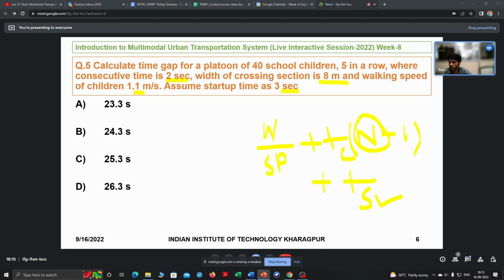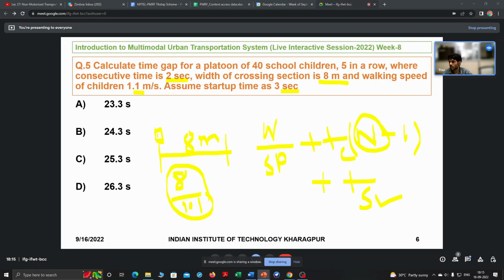So now it is called the time gap, right? You are saying 24.3, I have no idea, but let me first give you a brief on how this formula came. Suppose this is the width of the road, 8 meter here. A pedestrian has to cross from here, right? So one pedestrian, how much time will it take to cross? 8 by velocity. Velocity is, suppose, 1.1 meter per second. So this is the time taken by one pedestrian to cross the road.